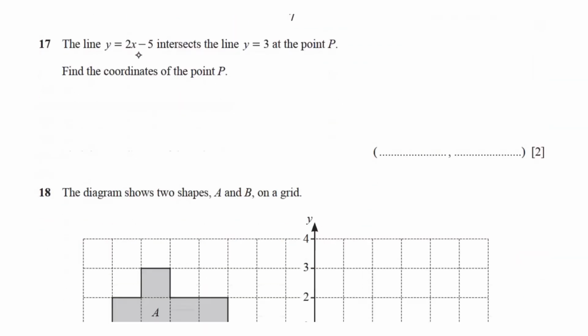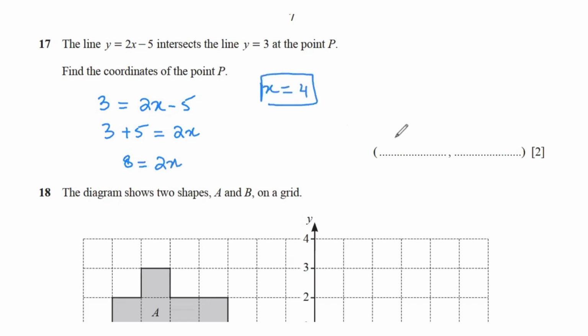Question 17 says the line y equals 2x minus 5 intersects the line y equals 3 at the point P. Find the coordinates of P. So if both the lines are intersecting at P, we can put the lines equal to each other to find the coordinates of P. So 3 equals 2x minus 5. 3 plus 5 equals 2x, which is 8, and x is going to be 4. So when x is 4, y is already 3. So those are the coordinates of P.